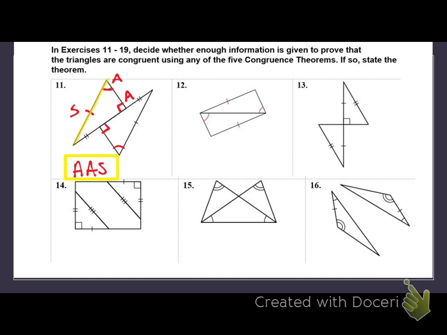Number 12, what do we have marked congruent? We got a side, we got an angle, I hear you. And then what else? The shared side. So for it to be side, angle, side, the angle needs to be touching both the sides. Is that angle touching both the sides? It is not. This is a no.